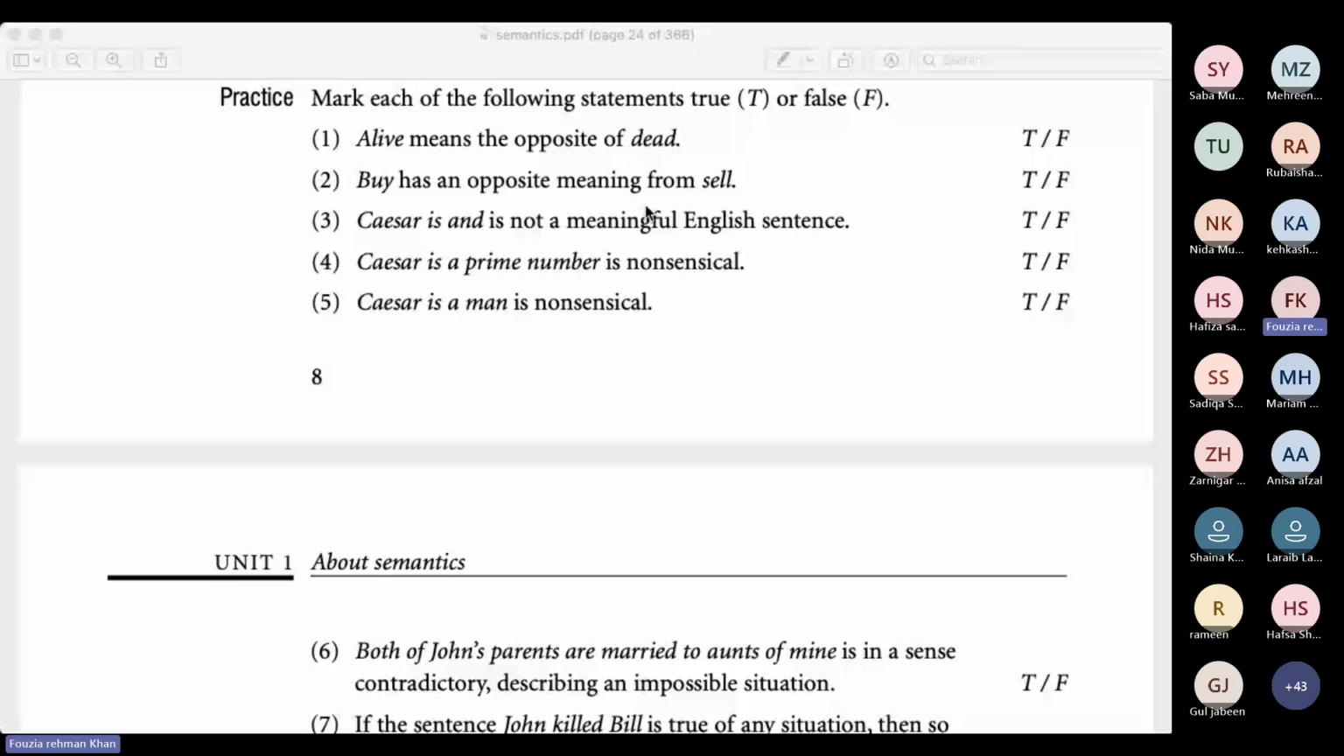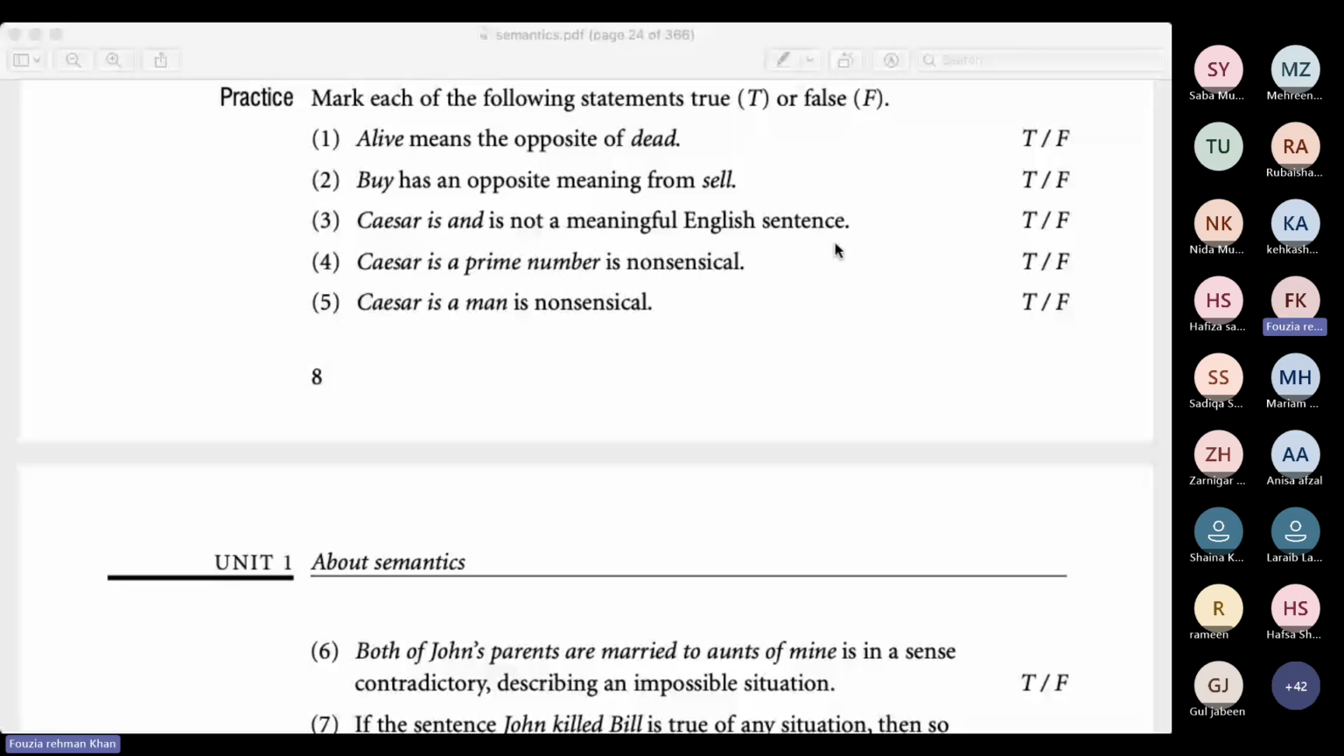Caesar is and is not a meaningful English sentence. Caesar, it's a proper noun, right? So Caesar is and is not a meaningful English sentence. It's not a meaningful sentence because it's a proper noun. Caesar is a prime number is nonsensical. It is a proper noun, so it cannot be a prime number. So that is true also.